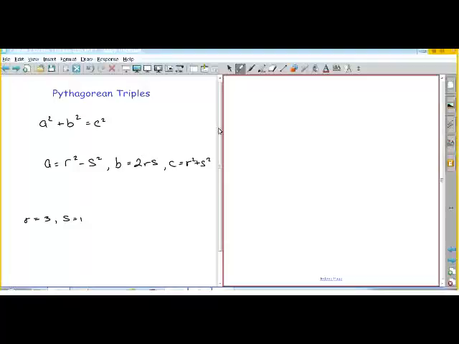The case I wanted to show here was, let's pick R equal to 3 and S equal to 1. The first formula would be 3 squared, R squared, minus S squared, which is 1 squared. So that's 9 minus 1, which is 8. B would be equal to 2 times R times S, which is 6. And C, which is the hypotenuse, would be 3 squared plus 1 squared, which is 10.